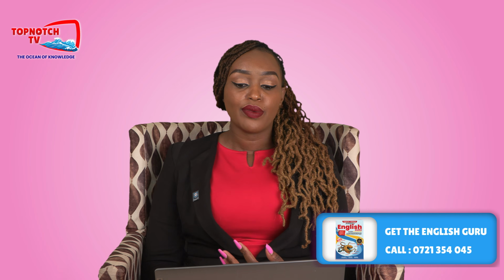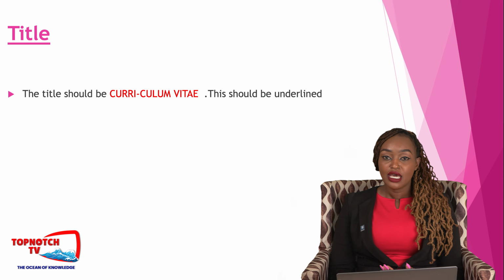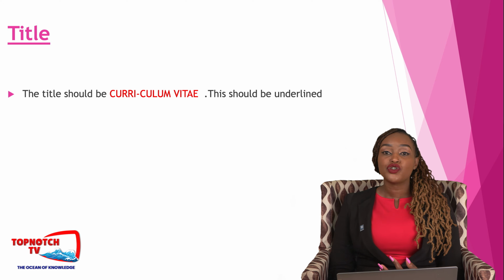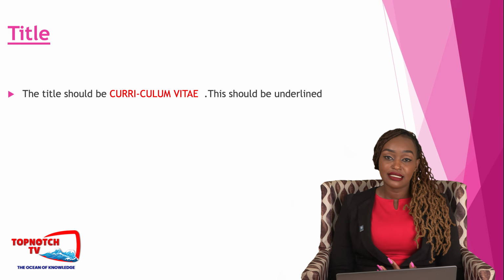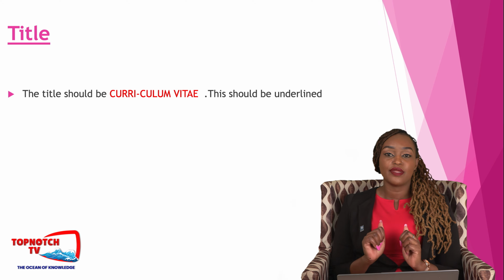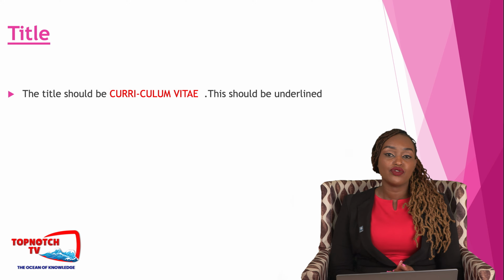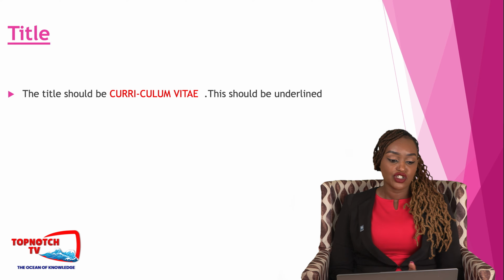When you talk about a CV, you must start with a title. In this case, the title should be Curriculum Vitae. It should be written in capital letters, then underline it. We shall be using the block format. The block format is the easiest writing format for the students, because after every item that you have, you just keep skipping a line until you're done with your writing. And in this case, you start writing from the margin.